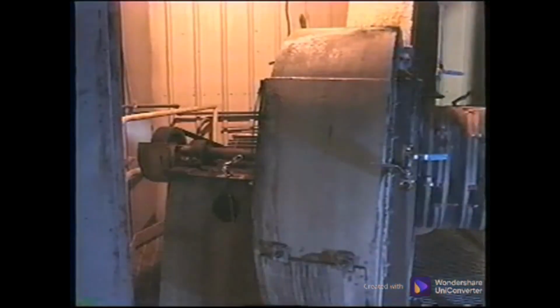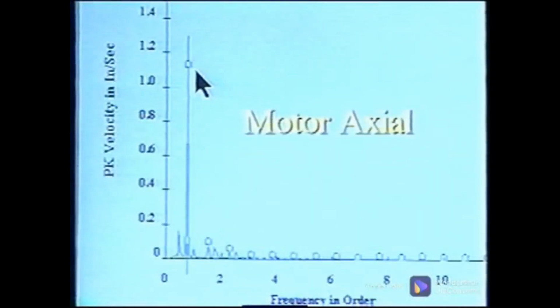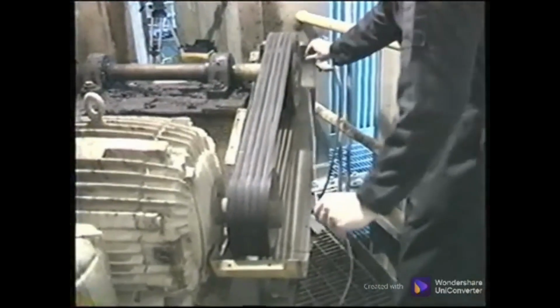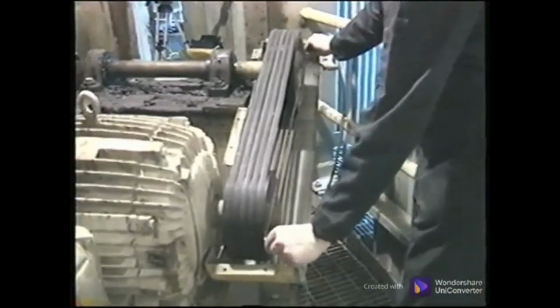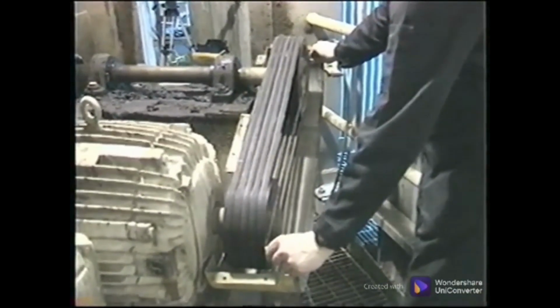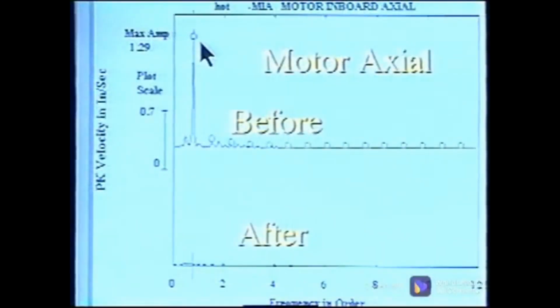Let's look at the data from this fan as an example. During the checks prior to balancing this fan, the vibration data collected in the axial direction on the motor showed a 1 times peak greater than 1.1 inches per second. On the fan, the initial vibration at fan turning speed was 0.5 inches per second. A quick alignment check was made, and the sheaves were found to be more than 1.5 inches out of alignment. When the alignment was corrected, the axial measurement on the motor reduced to 0.02 inches per second.